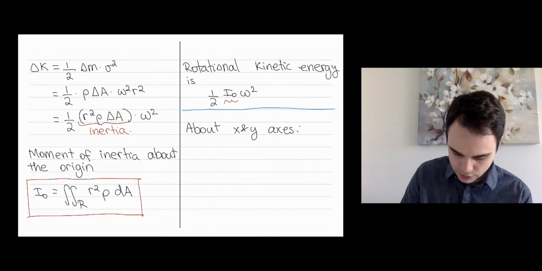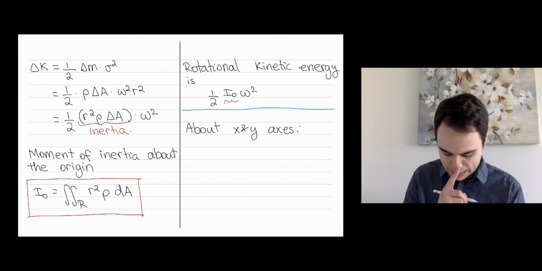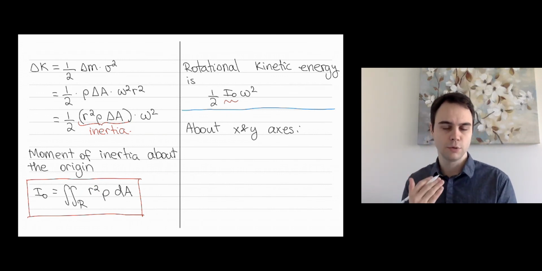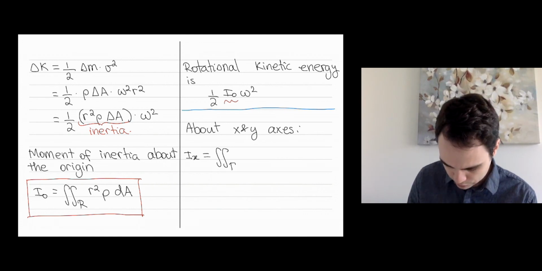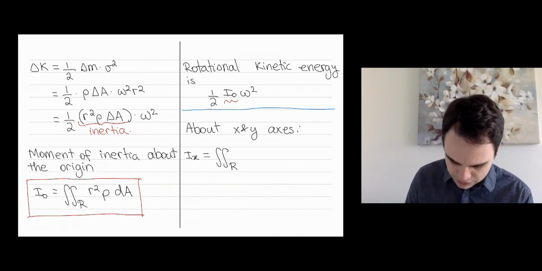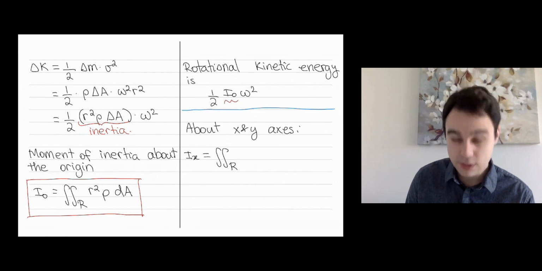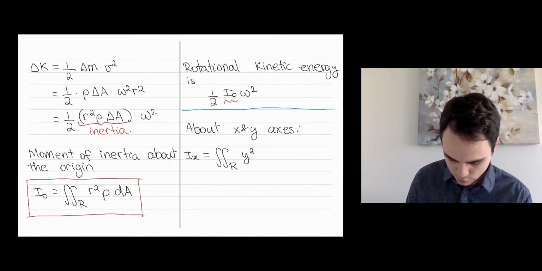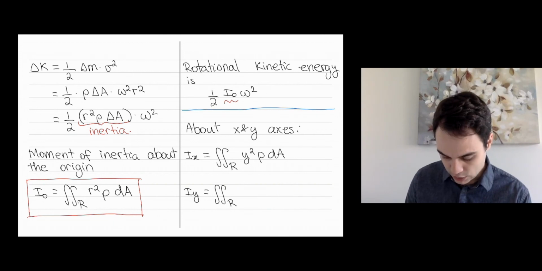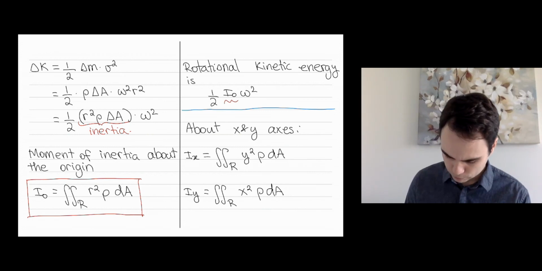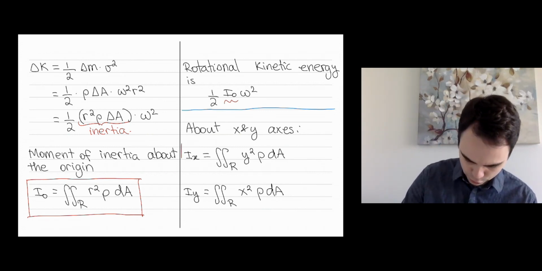You just have to replace r squared, so r should be the distance from the axis of rotation, squared. So for the moment of inertia around the x-axis, that's the double integral of the distance from the x-axis squared, which is y squared, times rho dA. And to get the moment of inertia around the y-axis, it's the same integral, but you use the distance to the y-axis, that's x squared times rho dA. So these formulas also show up in the homework.